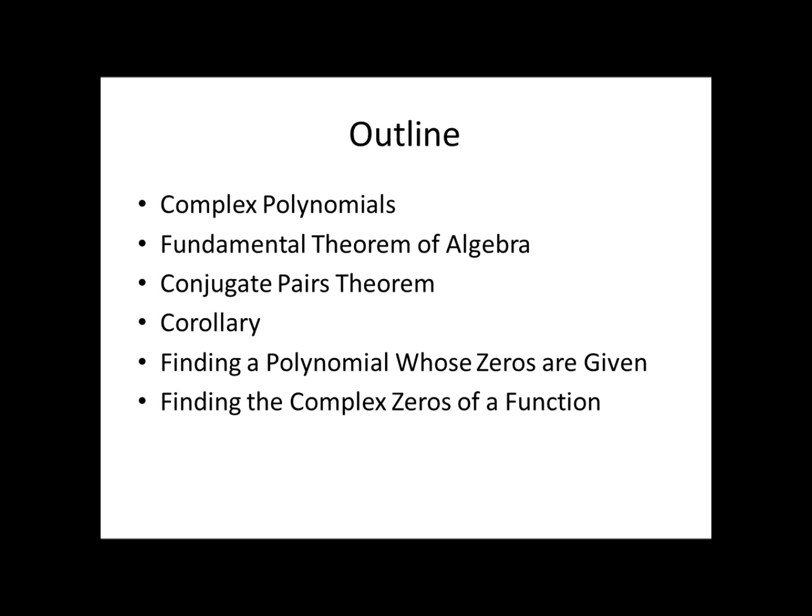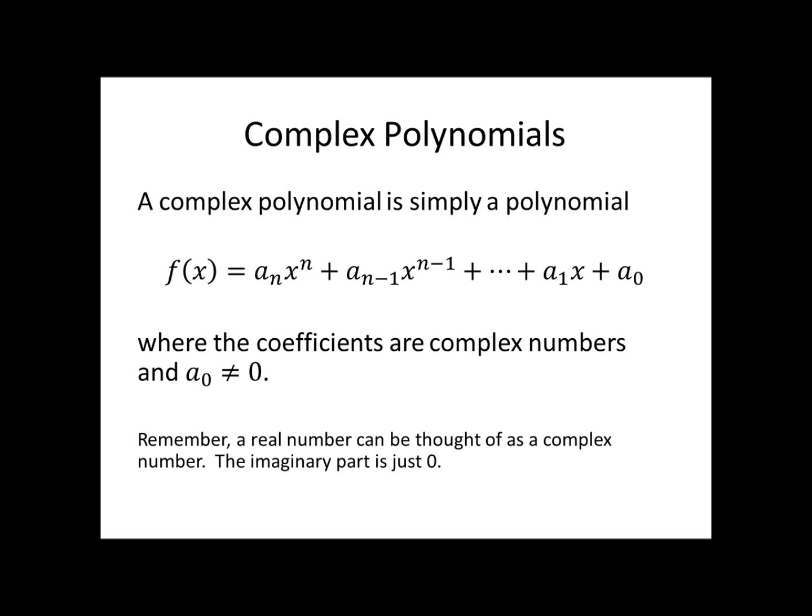The outline for this video will talk about complex polynomials, the fundamental theorem of algebra, the conjugate pairs theorem along with the corollary with it, and finding a polynomial whose zeros are given, and finding the complex zeros of a function. Now, a complex polynomial is pretty much exactly what it sounds like. It's a polynomial, just like we're used to, but the coefficients are complex numbers.